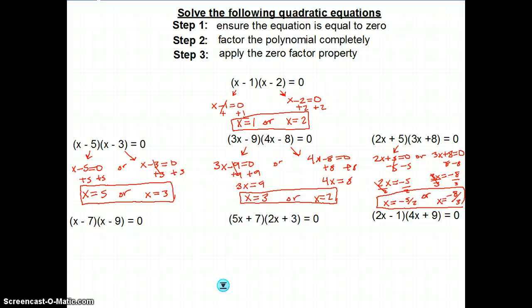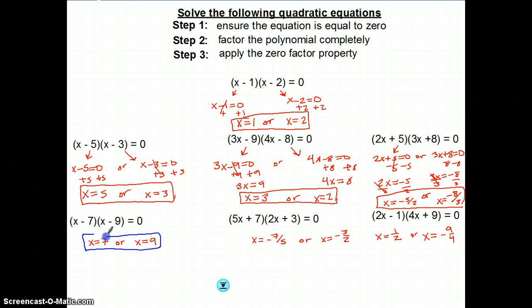Please go ahead and take a moment to pause the video and try the next 3 on your own. For the first, x can equal 7 or x could equal 9. In the middle, x should be negative 7 over 5 or negative 3 over 2. And last, x could equal 1/2 or x could equal negative 9 over 4.